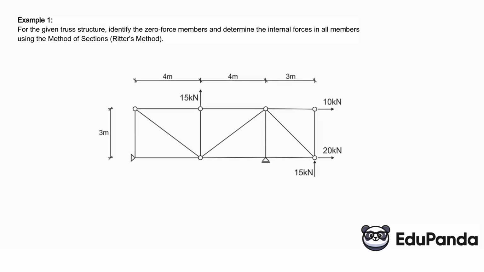For the given truss, identify the zero force members and determine the forces in all the members using the Ritter method. The Ritter method involves cutting the truss into two parts, showing the forces in the members through which we cut, and writing the static equilibrium equations for the severed part. We have three equilibrium equations, so we can calculate three unknowns. We will have something called Ritter points, which are the points where the directions of the members we cut through intersect. We will make moment sums at these Ritter points.